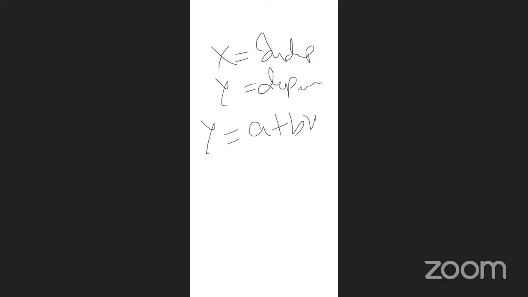Regression means going back, returning back. And always remember, X is an independent variable and Y is a dependent variable. So Y is equal to A plus BX and X is equal to A plus BY. These are the two equations we have to arrive at. To calculate these two equations, we have two methods. Let us see what methods are available.